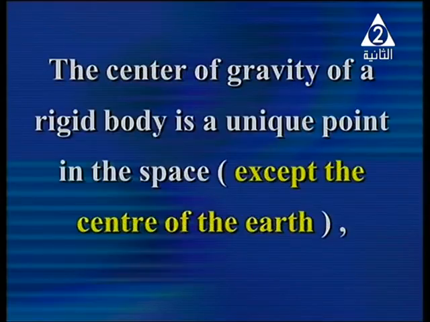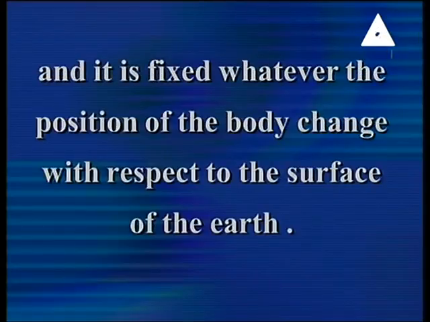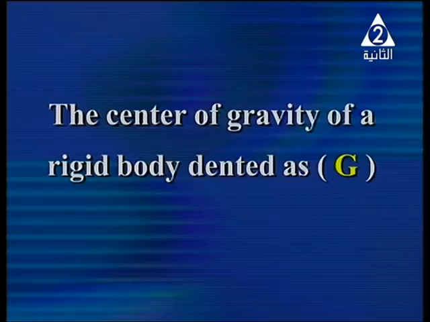What is the definition? The center of gravity, dear student, of any rigid body is a unique point in space, except the center of the earth. The line of action of its weight passes through it, and it is fixed whatever the position of the body changes with respect to the surface of the earth. The center of gravity of any rigid body is denoted by capital G.